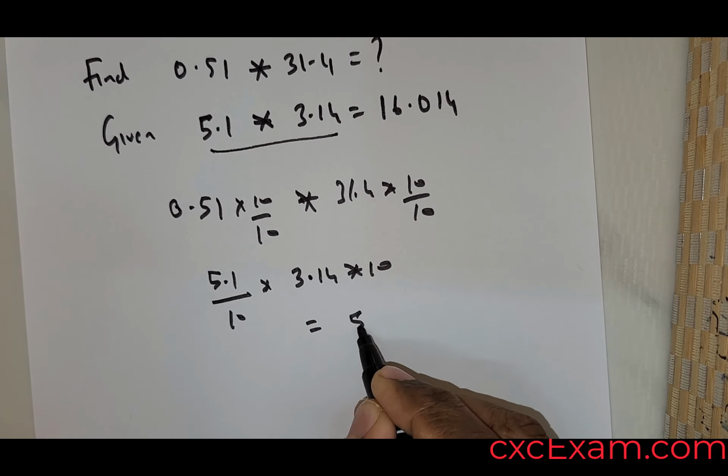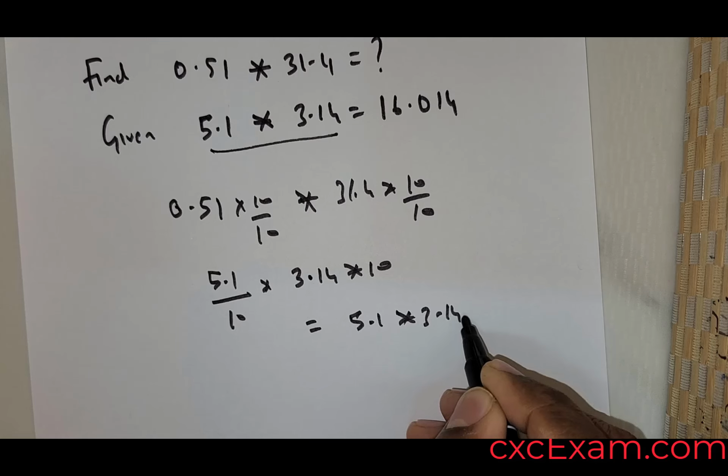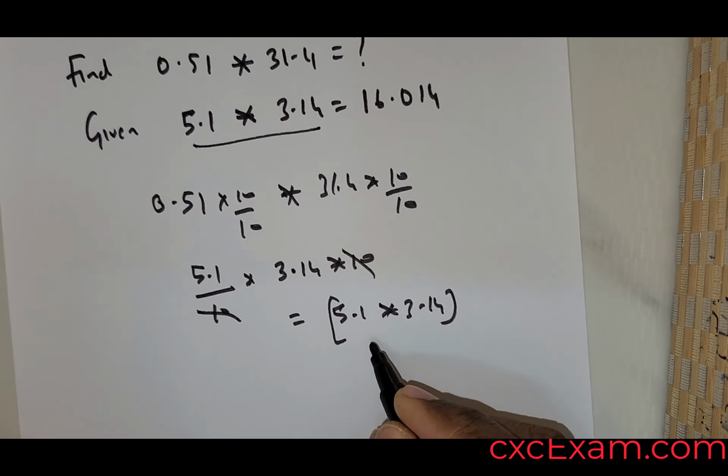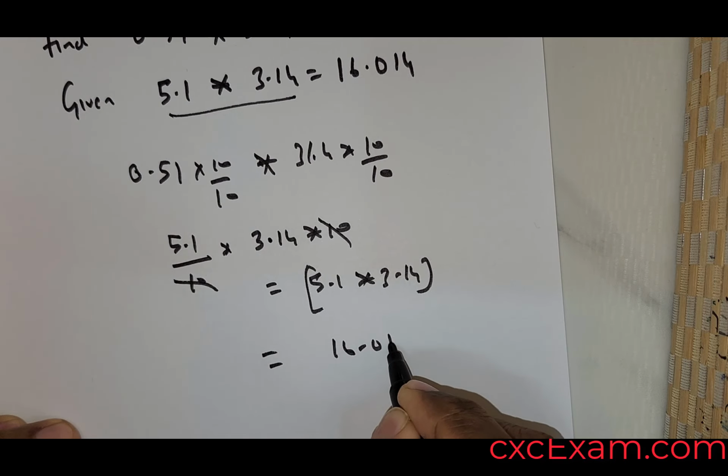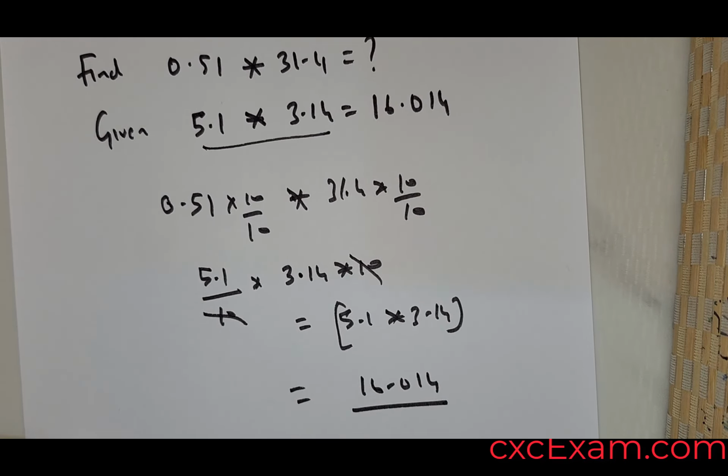Now clearly this can be rewritten as 5.1 times 3.14. You have a 10 over here, 10 over here, they get cancelled. But this is already given. 5.1 times 3.14 is 16.014. That's the solution for this question.